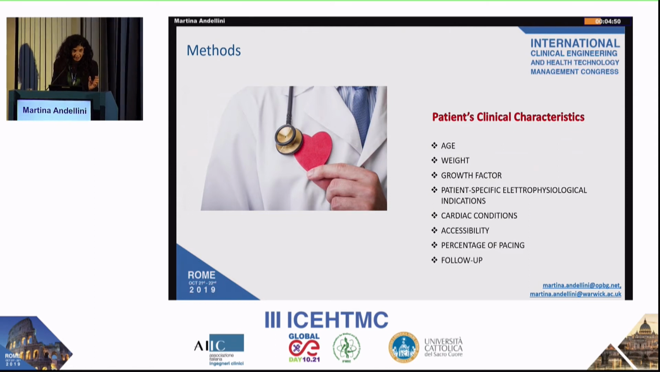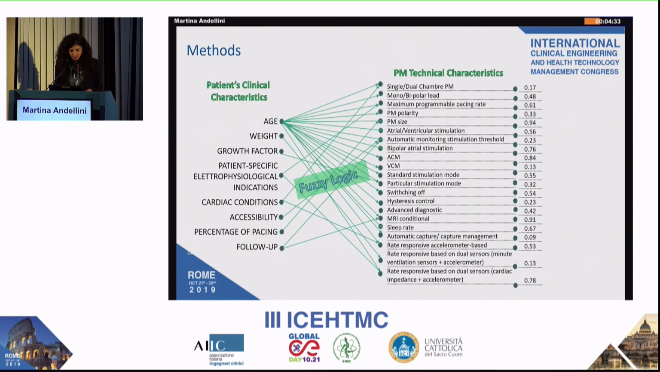At the same time, from the clinical point of view, as we described the device with a number of technical characteristics, with the help of physicians and cardiologists of our hospital, we define the clinical characteristics of the patient, both physical and pathological characteristics of the patient. So now we have two sets of variables. The one referred to the patient, the second referred to the pacemaker.